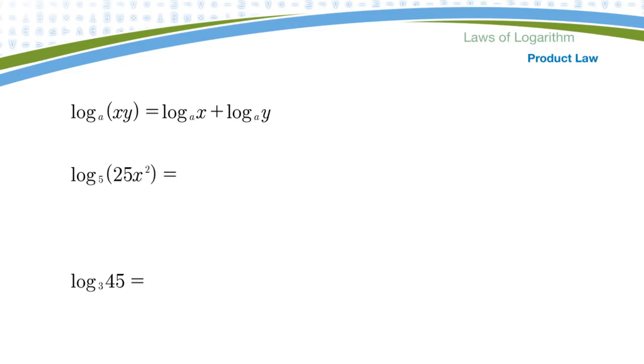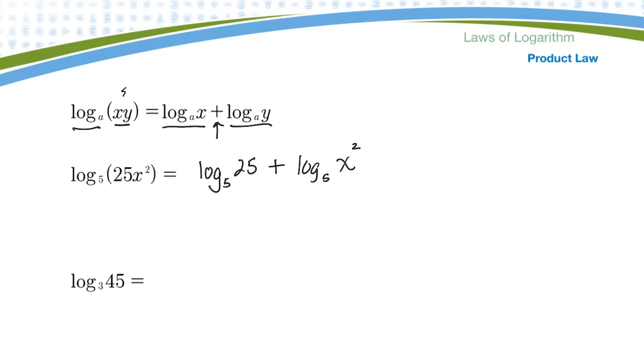So the first one is the product law, and it says if I'm taking the logarithm of a product, I can split that up. So I can take the logarithm of just the first number, log of the second number or factor, and when I do that, then I add the results. So for example, this first one, I can say, well, that's the same as log base 5 of 25 and log base 5 of x squared, and I add those two.